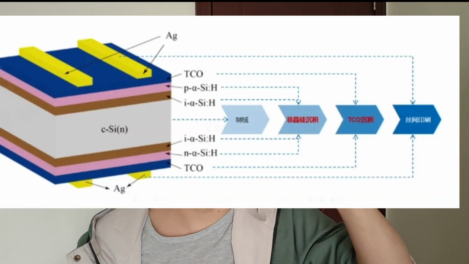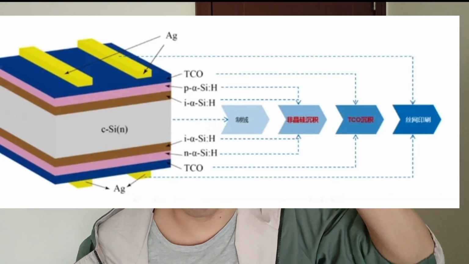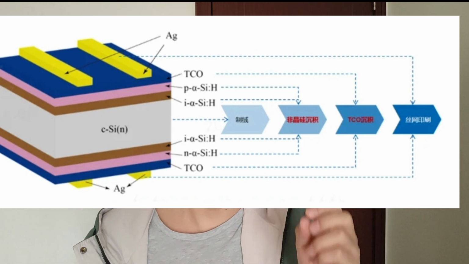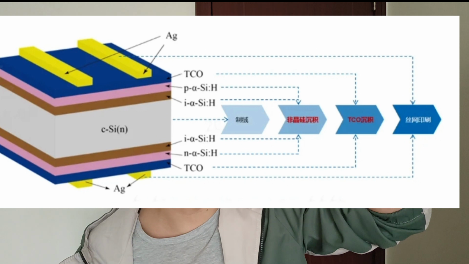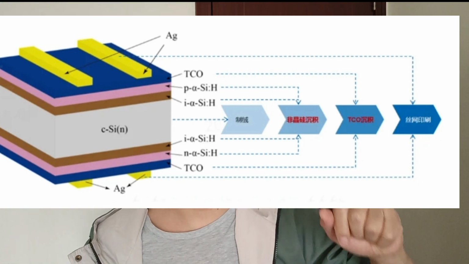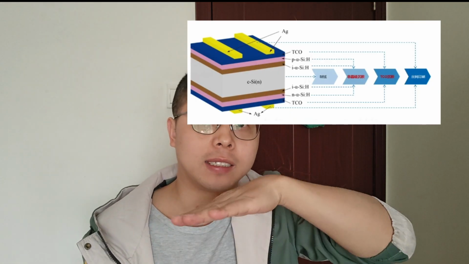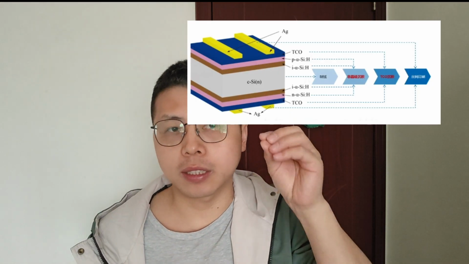And in HJT, they use another similar material instead of silicon oxide and polysilicon. Between the silicon and the contact, they use intrinsic silicon.